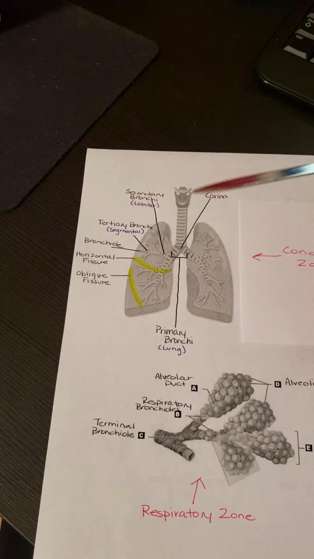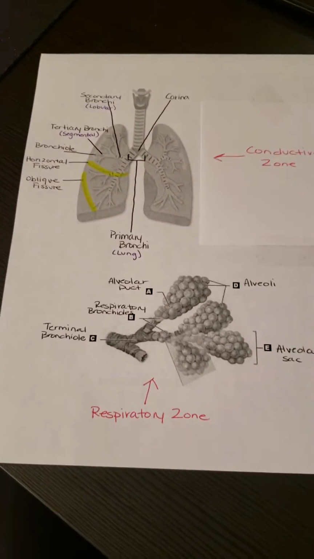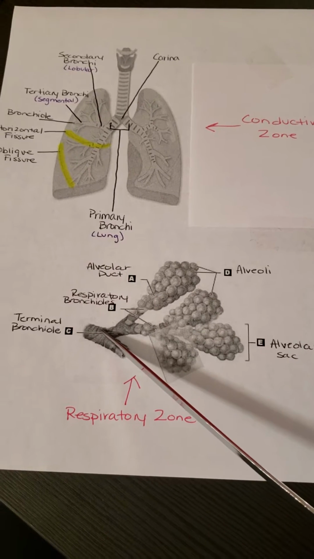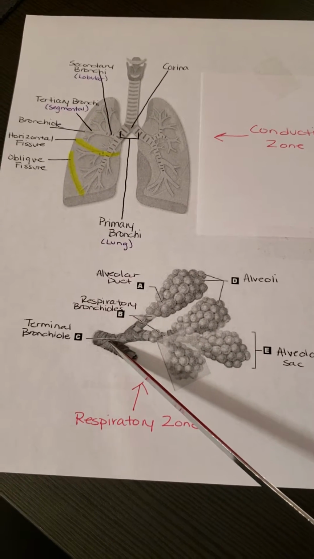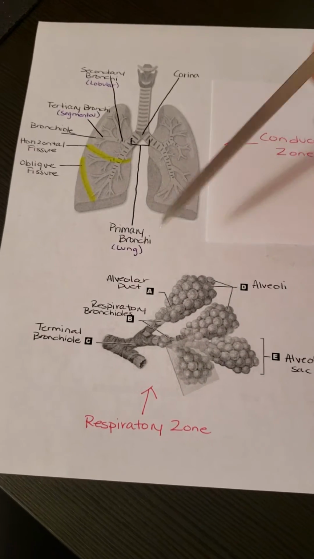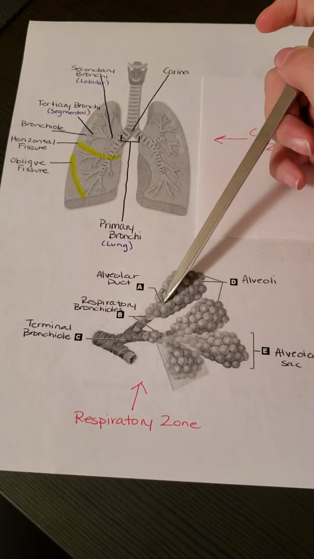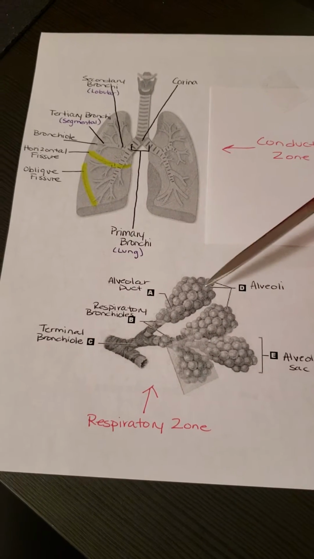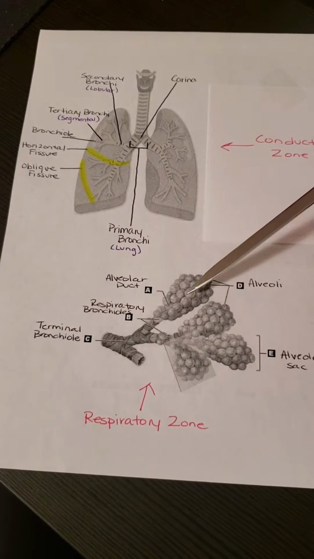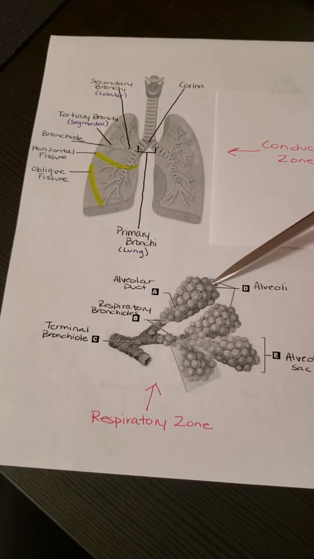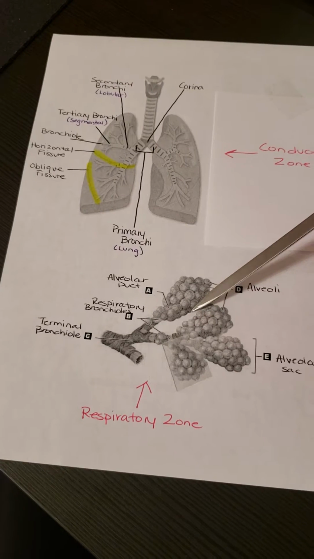So now we're going to move into the respiratory zone. So here we're going to find that terminal bronchiole, and then that leads to respiratory bronchioles. Underneath these kind of balls are the alveolar duct. Each of these individual balls are called alveoli, and then the entire section of these is called the alveolar sac.